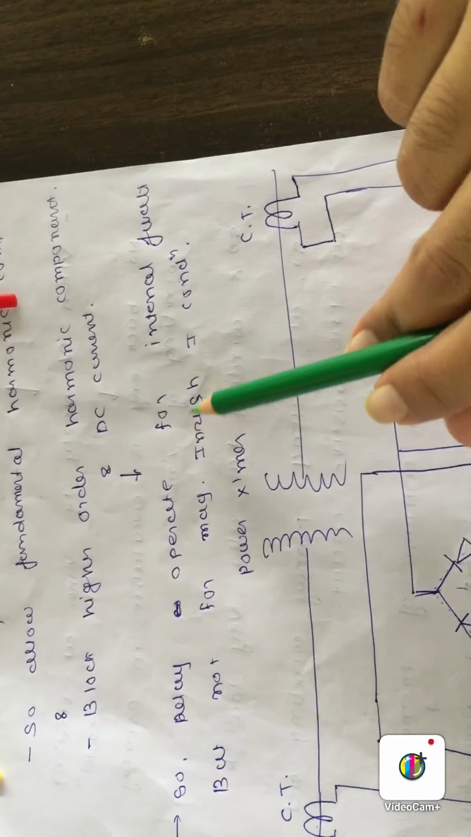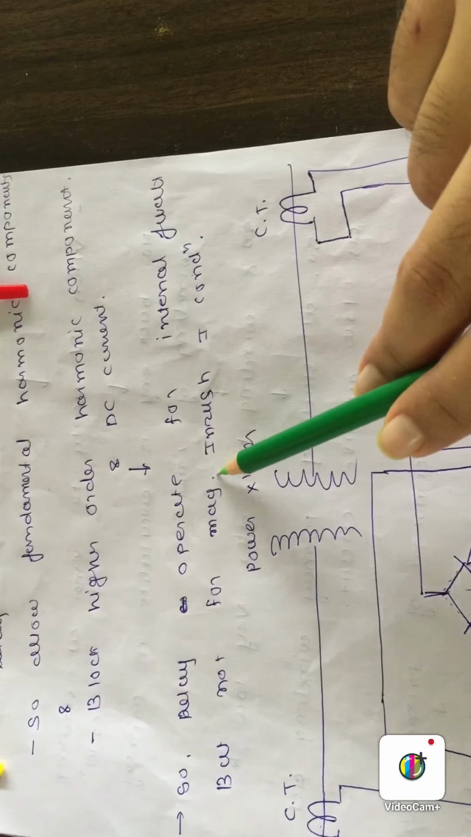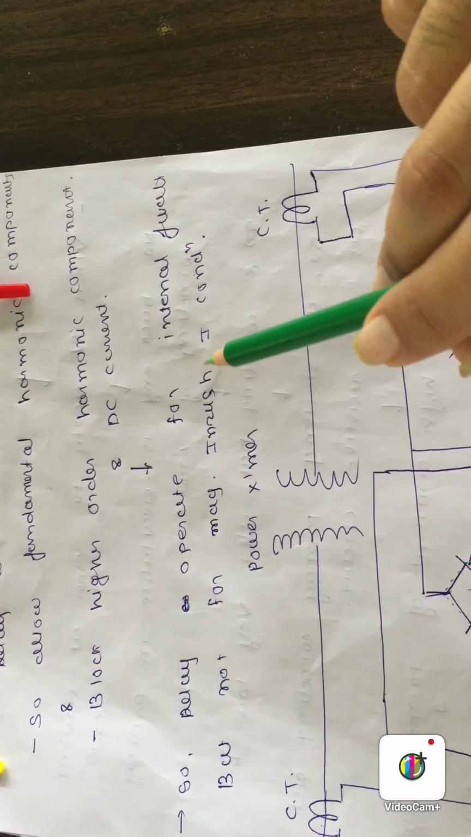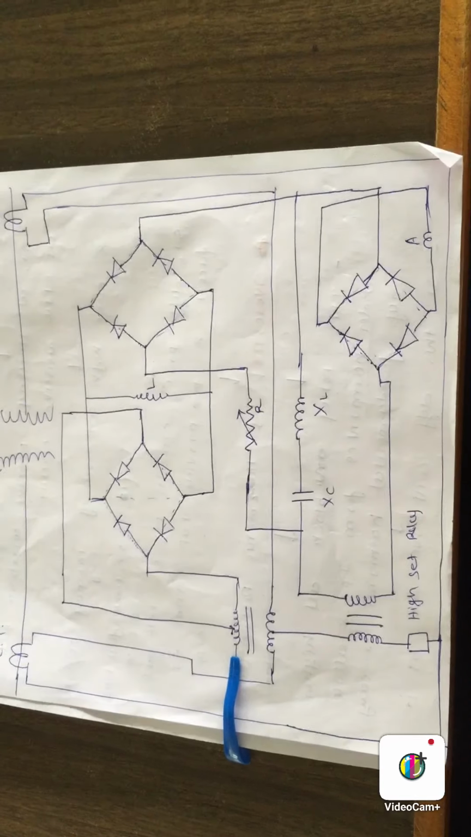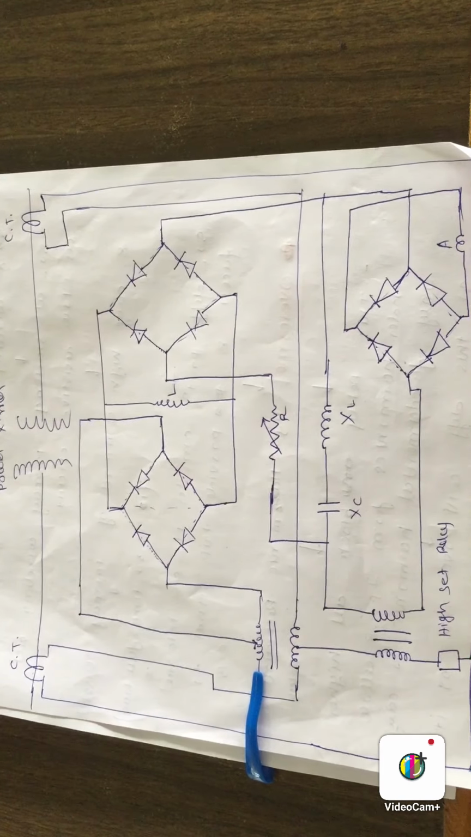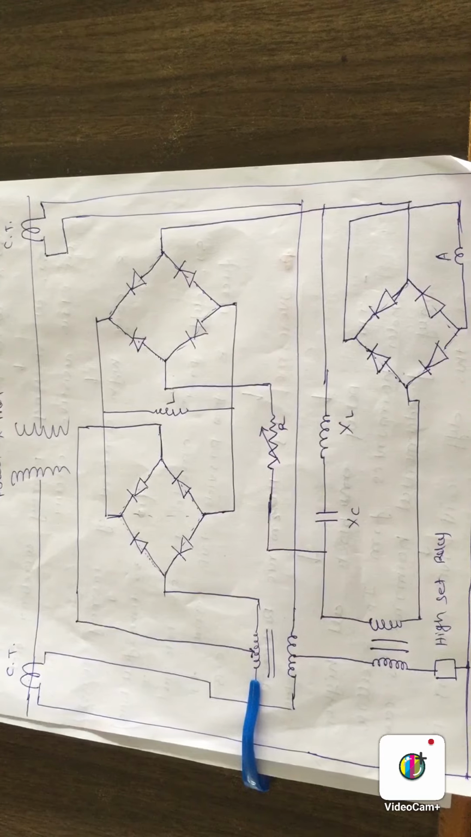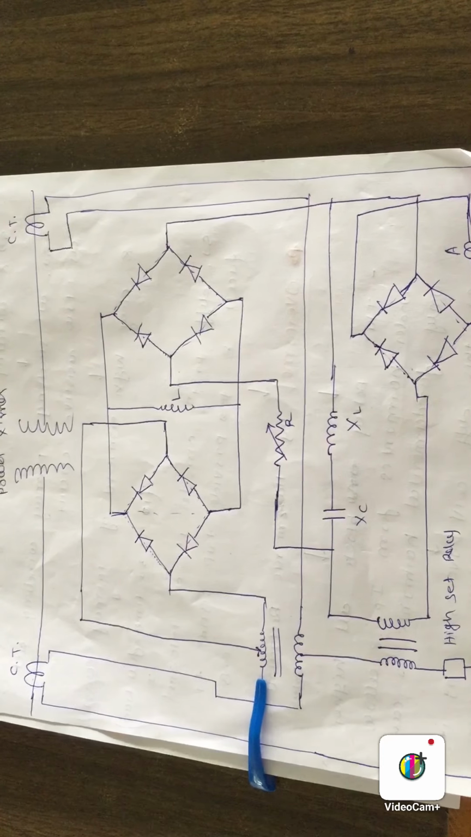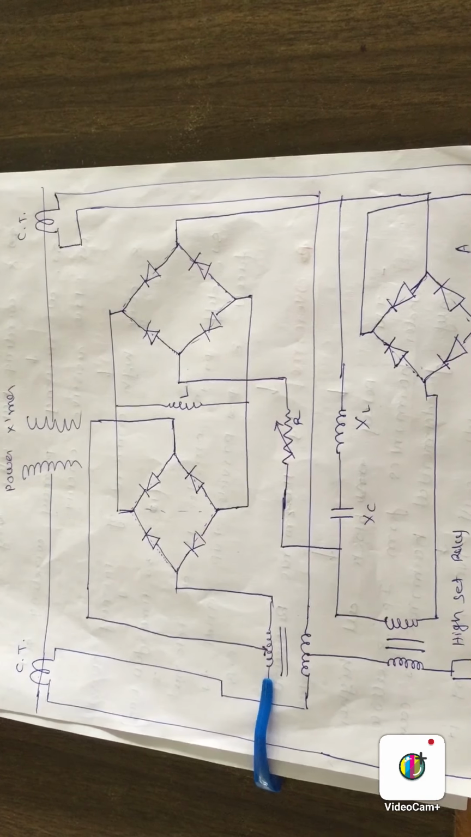So this relay will operate only for internal faults, not at starting, meaning not due to the magnetizing inrush current. Here in the video you can see the figure of the harmonic restraint relay. This is the figure of the harmonic restraint relay. This lecture is completed. In the next lecture we will study some different points related to differential protection.